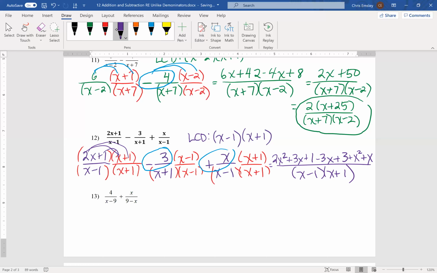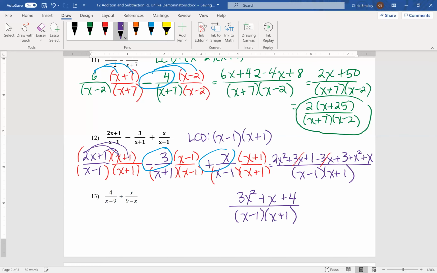Okay, gather up your like terms. I see a 2x squared and an x squared. So those add together to give us 3x squared. On my x's, I see a positive 3x and a negative 3x, so those knock each other out, and then I just have a plus x remaining. And then a 1 and a 3 gives me a plus 4. Looking good.